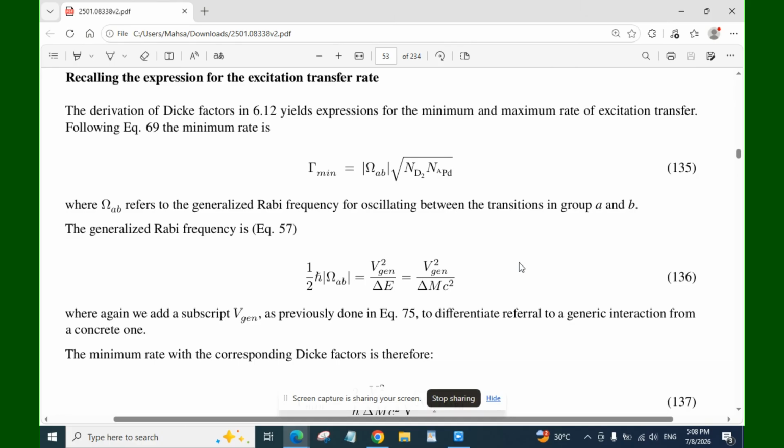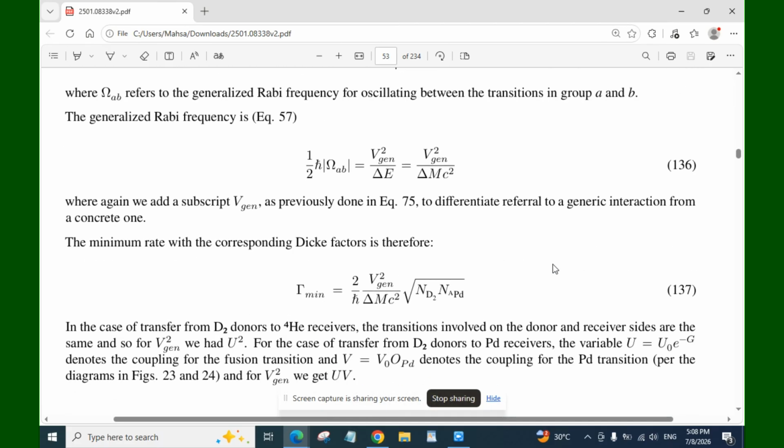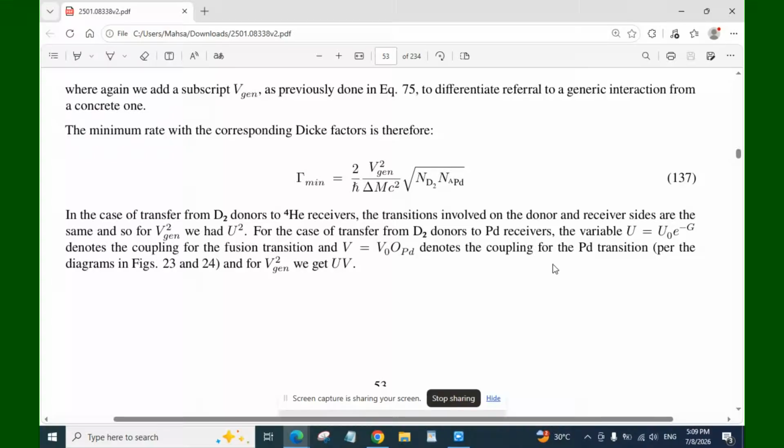We have 1 divided by 2h bar times omega RB equal to V agent to the power of 2 divided by delta E, equal to V agent to the power of 2 divided by delta m c to the power of 2, where again we add a subscript V agent, as previously done in equation 75, to differentiate reference to a generic interaction from a concrete one. The minimum rate of the corresponding decay factor is therefore gamma minimum equal to 2 divided by h bar times V agent to the power of 2 divided by delta m c to the power of 2, times the square root of n deuterium n palladium.